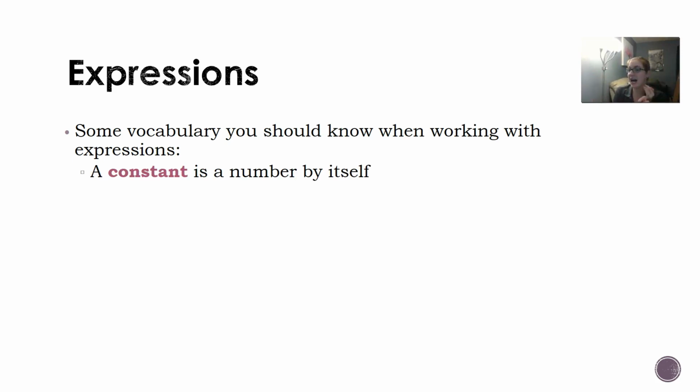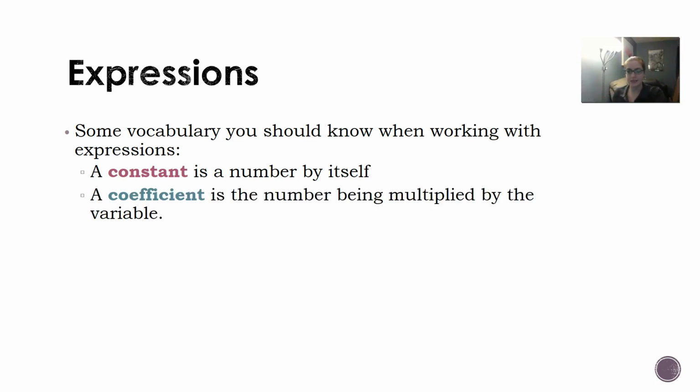The first one is a constant. What do you think of when you think of constant? A constant is something that's not changing, doesn't alter. So a constant is just a number by itself. So 3, 5, 10, 12. What's a number by itself? That's going to be a constant.